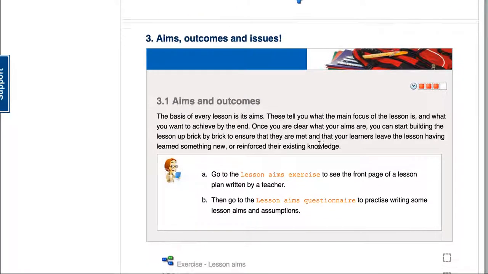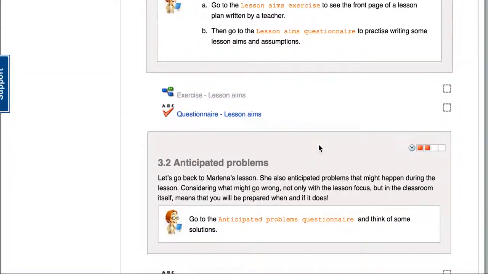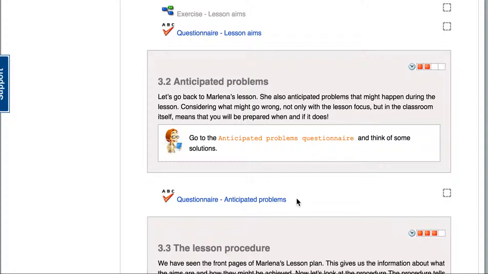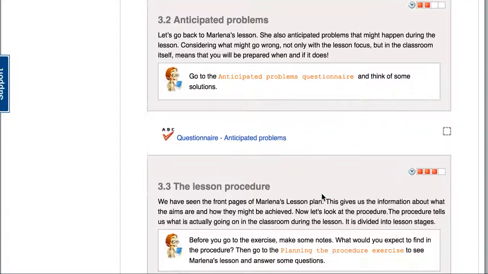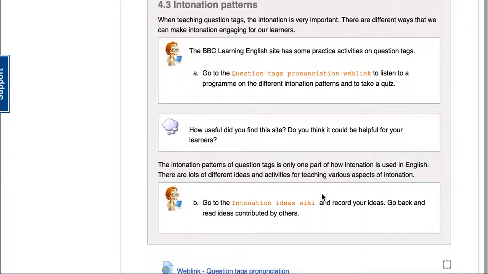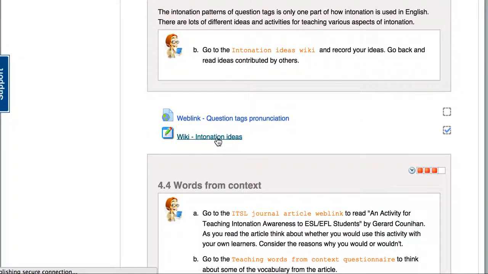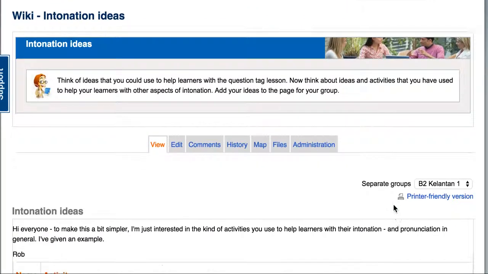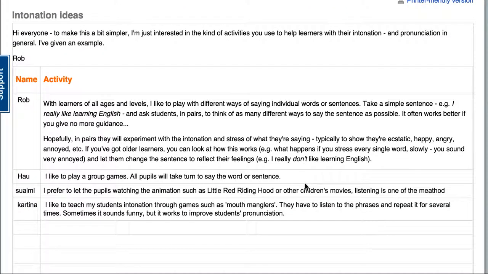The next questionnaire was on aims and outcomes, and then there was one on anticipated problems. You can have a look at those yourselves just to compare what your colleagues wrote. The next was a wiki, and the wiki, I didn't like this wiki. I changed it. I asked you to just think about pronunciation. Thanks, Hal, Swami, and Kartina for your contribution. I put a couple of ideas there, which if you pause this video, you can just read now.